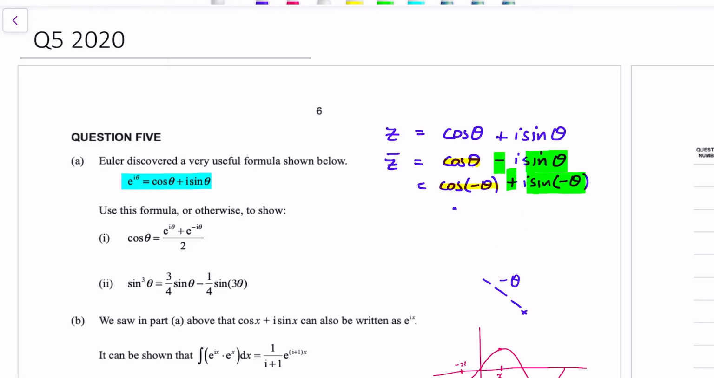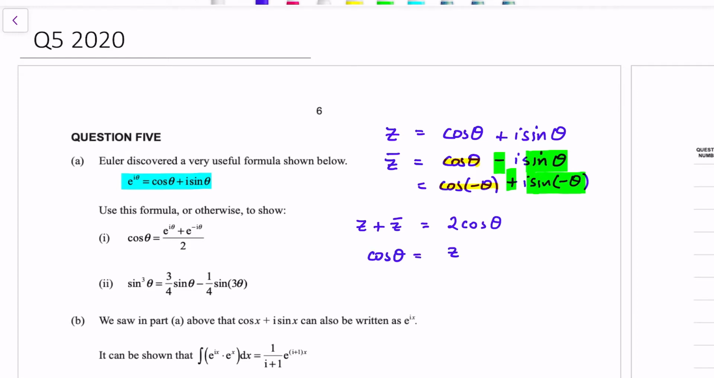Okay, so with those complex numbers, z and its conjugate, if you add z and its conjugate together, the imaginary parts cancel and you get 2 cos theta. And then if we divide by 2, we get cos theta. Z plus its conjugate divided by 2. And so we can see that with the identity that we've been given, e to the i theta. If we write e to the minus i theta, that's cos theta minus i sine theta, the conjugate. And then when we add them and divide by 2, we get cosine.